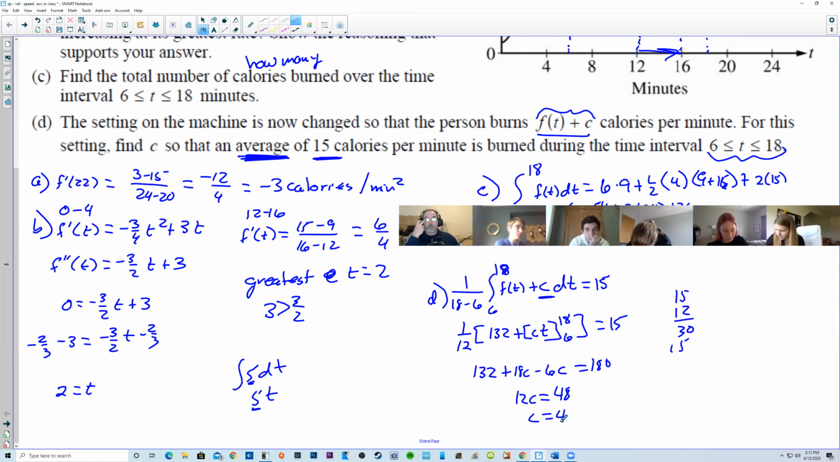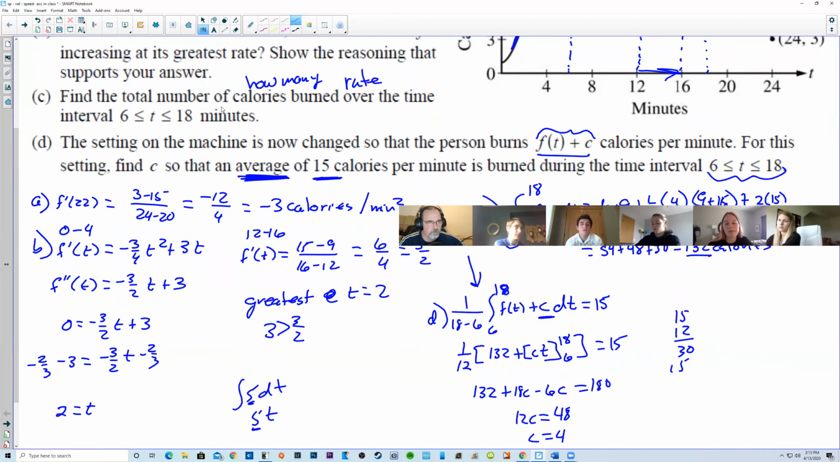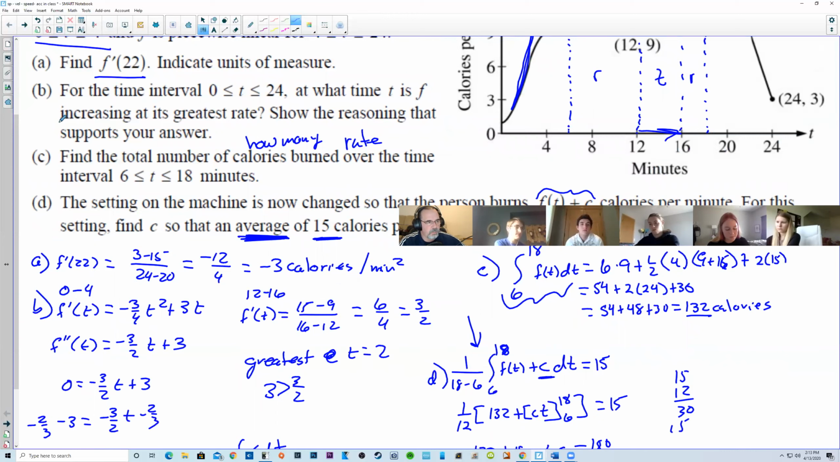Very unique question. I doubt you'll ever see this question again, but you could see this concept again. Of course, we've covered the concept of what is average value of a continuous function. We also talked about total number when given the rate. How do we find total number? That's an integral again. What if they say increasing at its greatest? That's the fastest rate. So that's why we had to take the second derivative. And then letter A, just old fashioned slope.